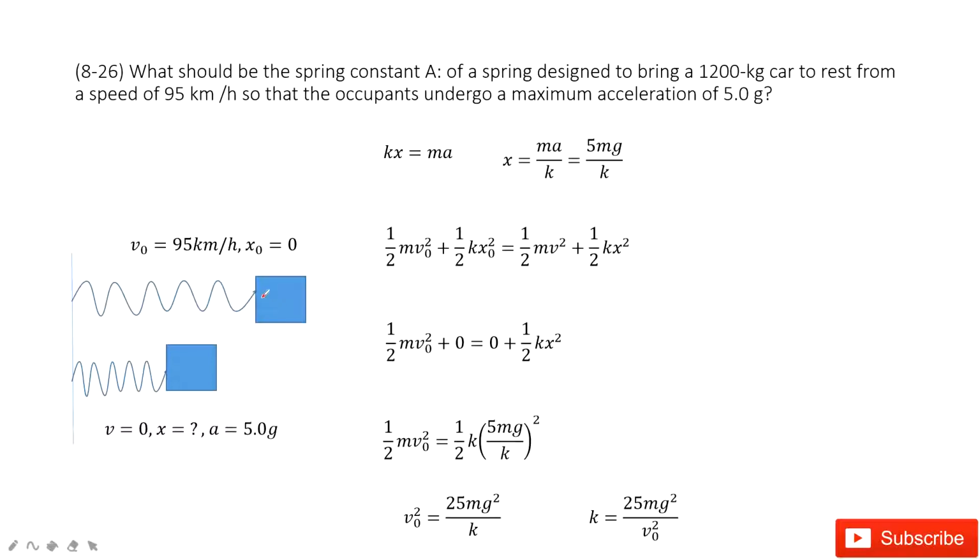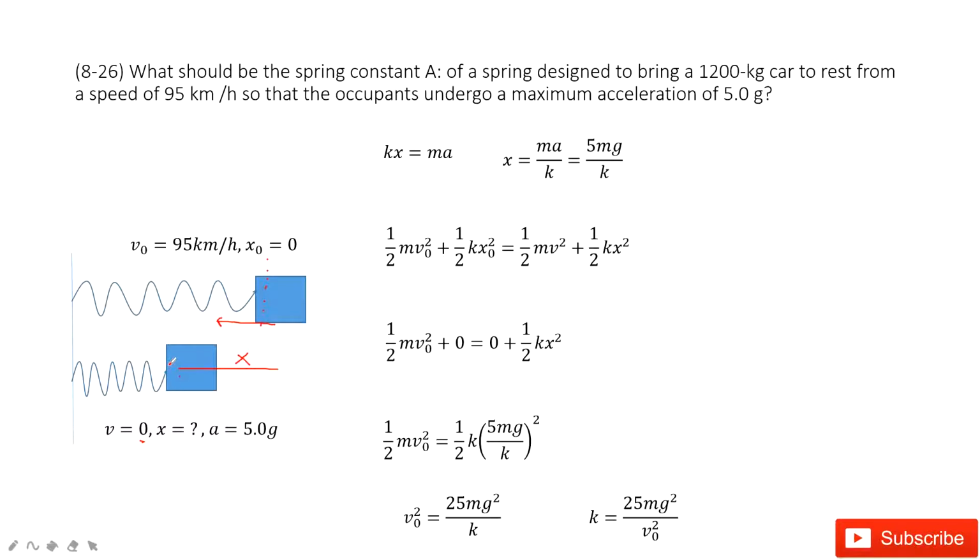In the first state, we can see the initial velocity is given, and the initial position is there. At this time the spring is not compressed, so x naught is 0. Then this cart just moves inward, and the spring is compressed. Finally, the box becomes stationary, V becomes 0. Then we need to find the distance of the spring compression, x. We also know that at this position, the acceleration is 5g. So can you solve this problem?